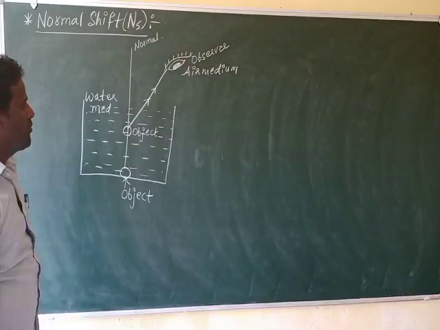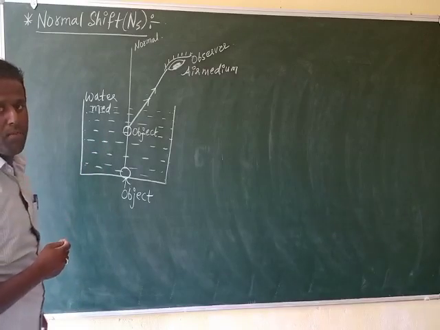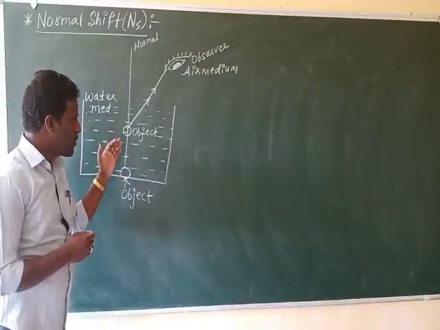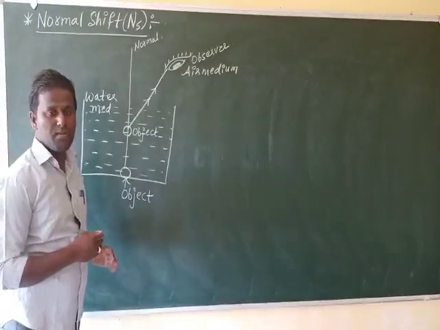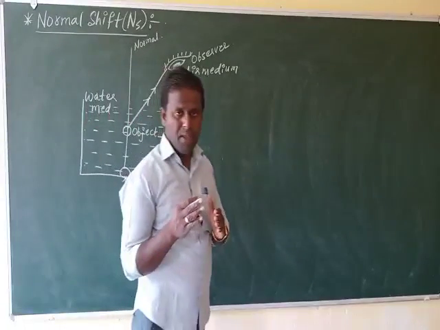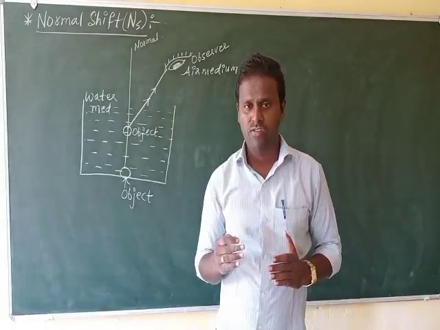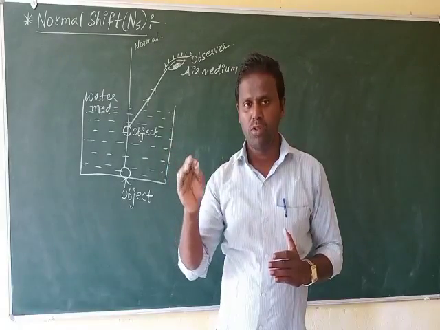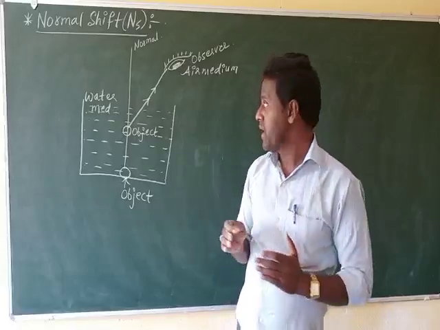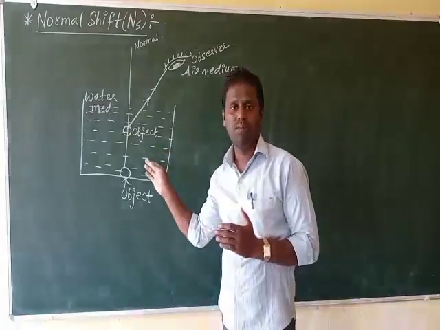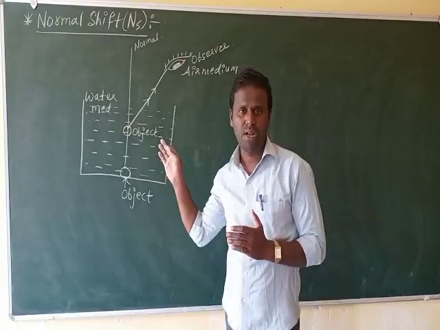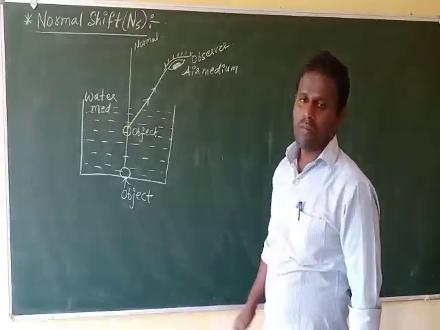So when an object is placed in one optical medium and it is observed from another optical medium, then its position appears to be changed. This change in the position of an object, when it is kept in one medium and observed from another medium, is called normal shift.